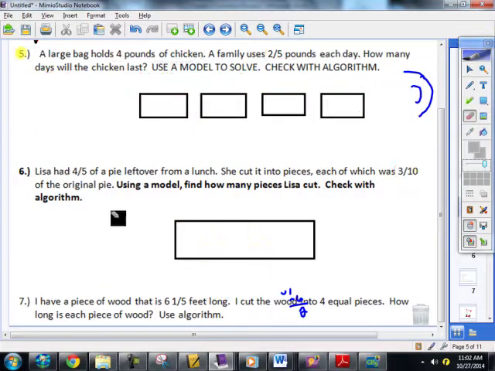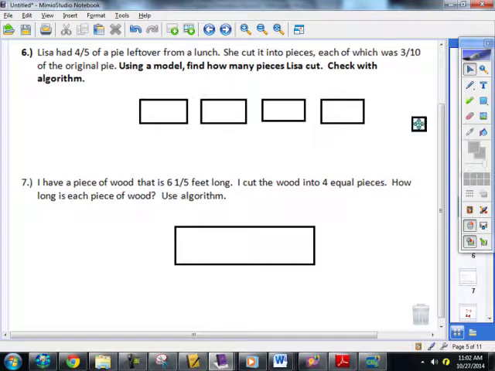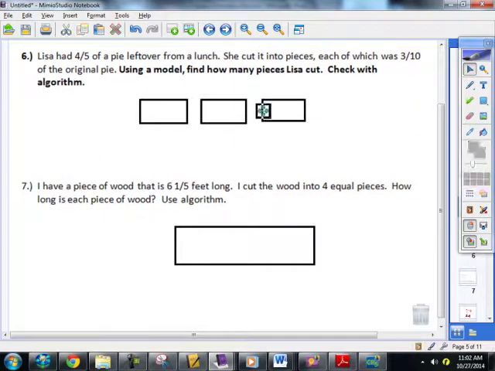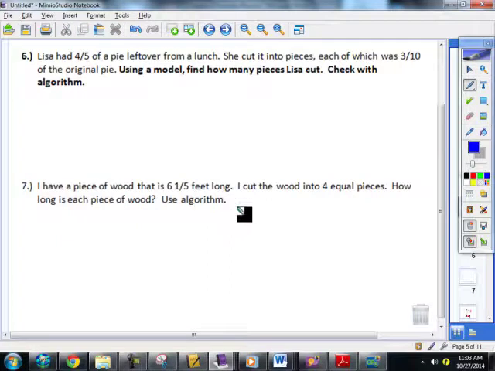All right. Again, if you haven't done these, you need to make sure that you are doing them. You're not just copying down what I'm writing. You should be keeping track whether you're getting them right or wrong. Okay. I have a piece of wood that is 6 1/5 feet long. I cut the wood into 4 equal pieces. How long is each piece of wood?